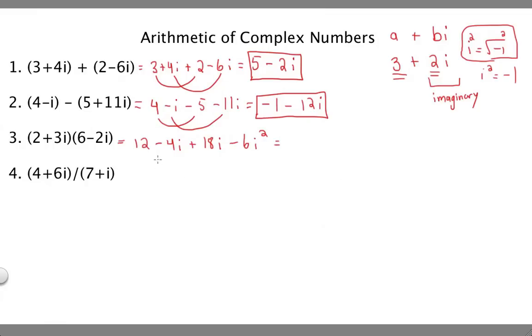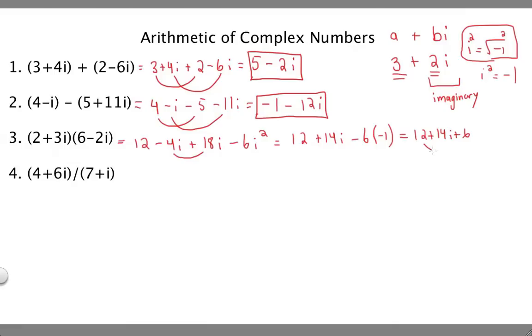So what we're going to do is we're again going to combine like terms. We have -4i plus 18i. So that gives us 14i. 12 plus 14i minus 6. Now instead of i squared, we said i squared is equal to -1. So we're going to multiply by -1 instead. -6 times -1 is positive 6. Okay, so we have 12 plus 14i plus 6.